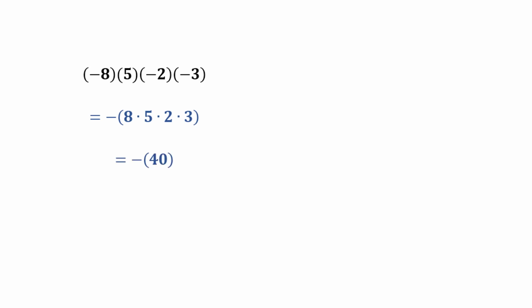8 times 5 is 40, and 2 times 3 is 6. 40 has 0 at the units digit, so we write 0 at the product and multiply. 4 times 6 is 24, so 40 times 6 is 240. And negative 8 times 5 times negative 2 times negative 3 is negative 240.